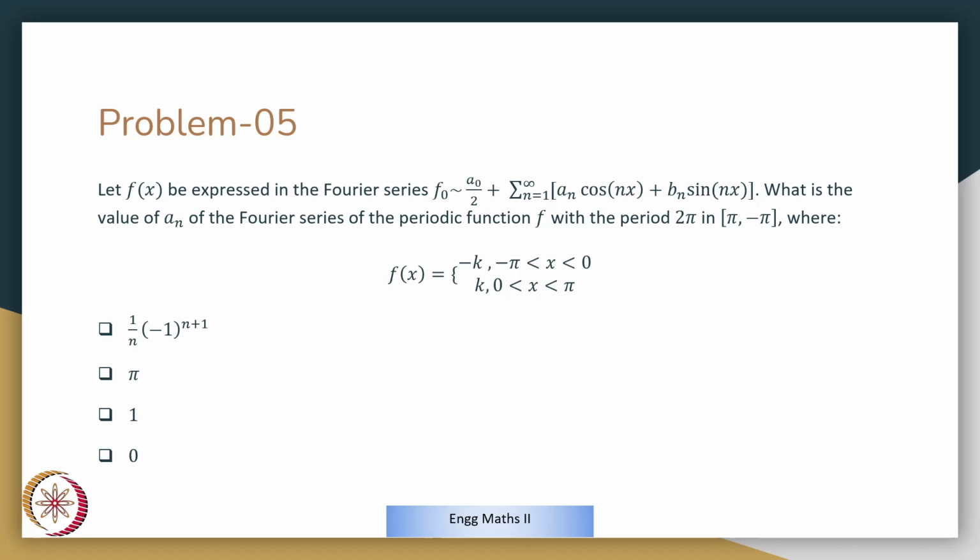Problem number 5. F of x can be expressed in a Fourier series, f of x equals a naught by 2 plus summation n equal to 1 to infinity a n cos nx plus b n sin nx. And we are asked to calculate the value of a n of the Fourier series of periodic function f with period 2 pi in minus pi to pi. Okay, I have made a mistake here also. Actually, minus pi to pi. And the function f of x is given as follows. So I'll just plot it for convenience.